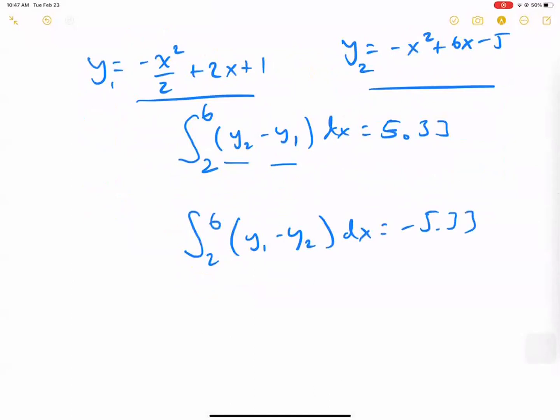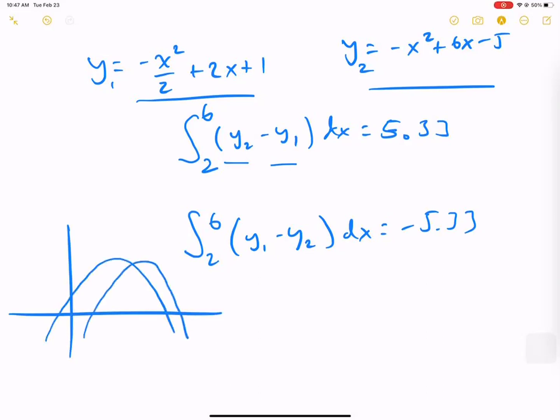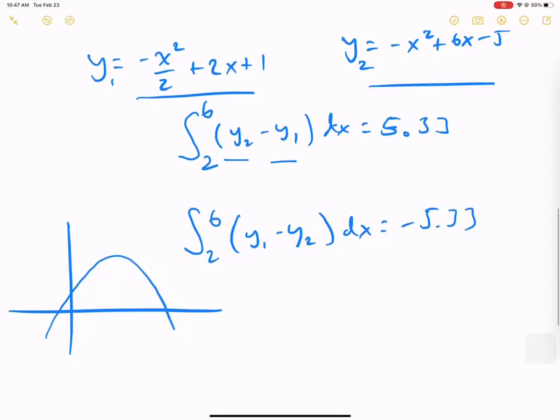Now, why is that? Why is it that when I flip the order, it gave us a negative? I want to show you guys the graph really quick one more time. The graph looks something like that. I should have made it a little better. Make it up, 6 and 2. I know it's a little off.